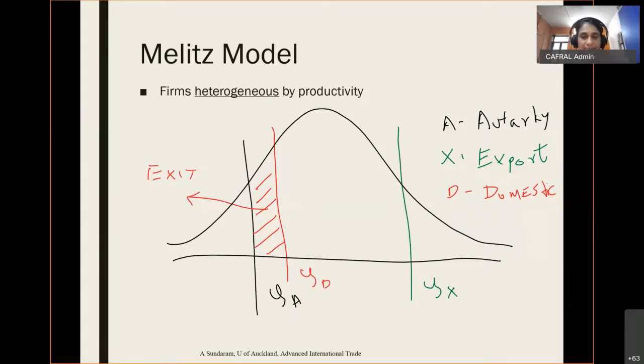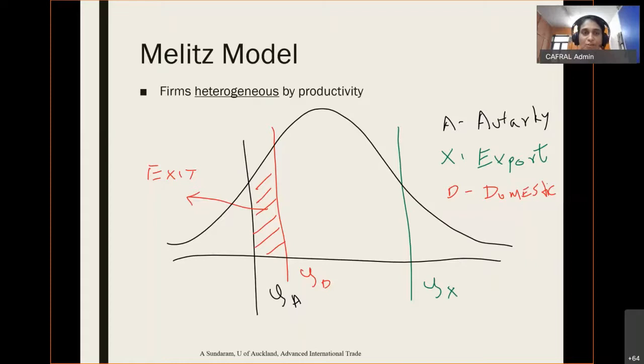The idea is that before trade, there was just one productivity cutoff. If you are able to jump that cutoff, it's basically because you're able to cover the fixed cost of production, and then you survive in the market. That's what happens before trade. Now, once trade is liberalized, you can export, so you have that option available. But in order to export, you have to incur the fixed cost of exporting.